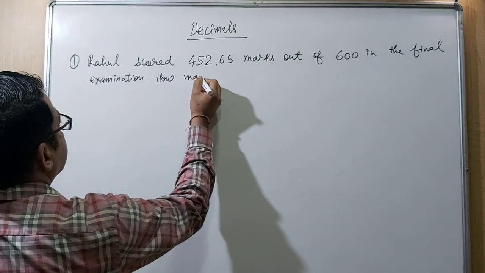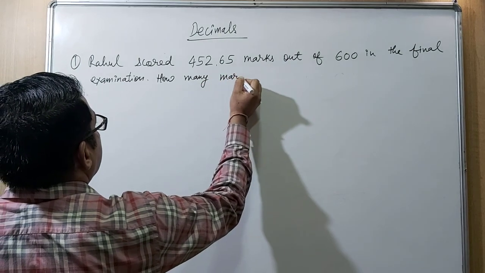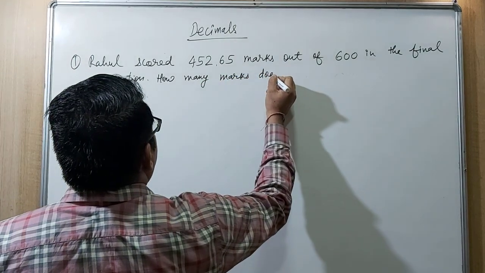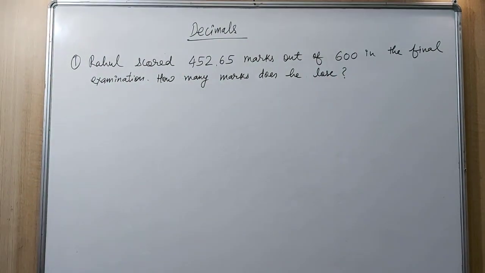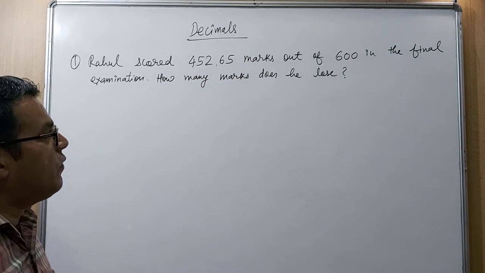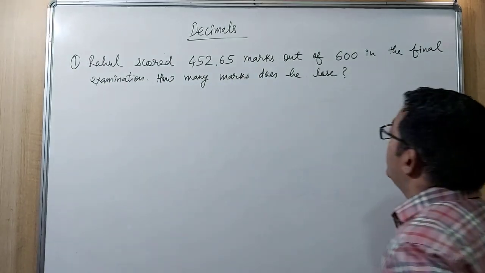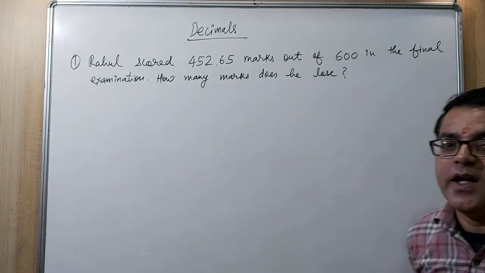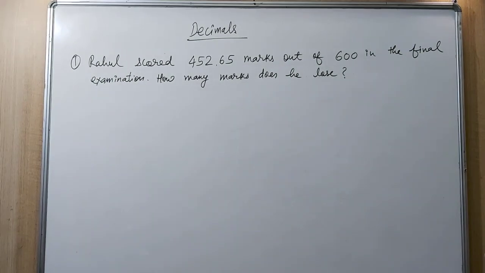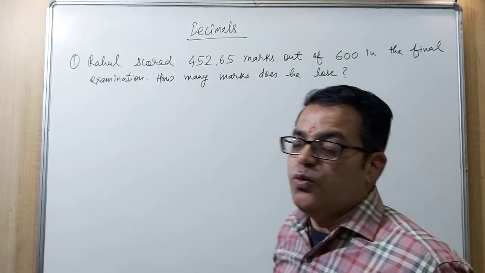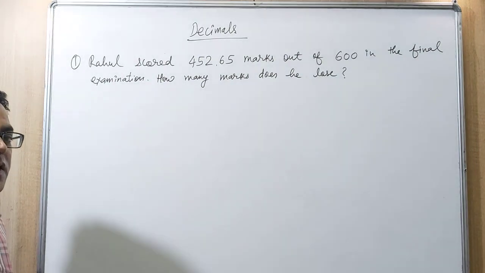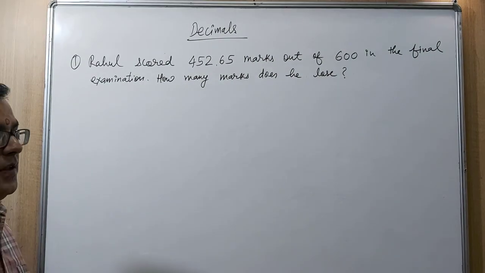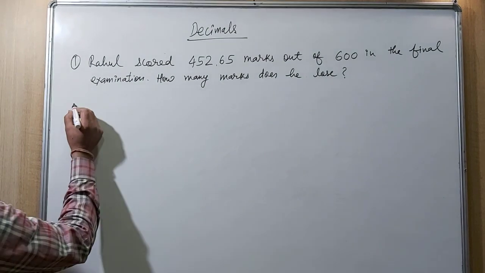How many marks does he lose? Question is, Rahul scored 452.75 marks out of 600 in his final examination. And question is, how many marks does he lose? It means how many marks are short from 600, right? So how we can solve it?